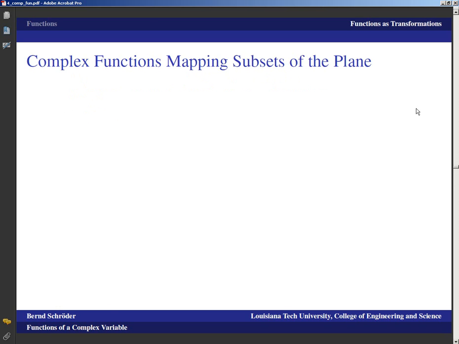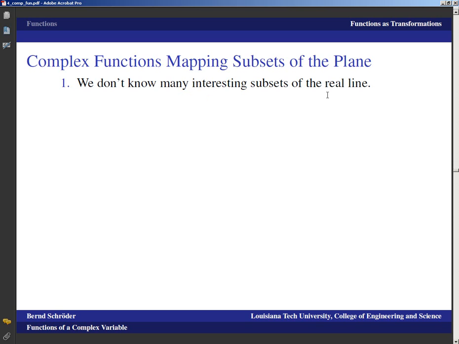All right, well, we move on to functions as transformations, and so we want to talk about complex functions that map subsets of the plane to subsets of the plane. Let's first think about the real line again. On the real line, we really haven't talked about that much, in fact rarely at all, because there really aren't that many interesting subsets of the real line.